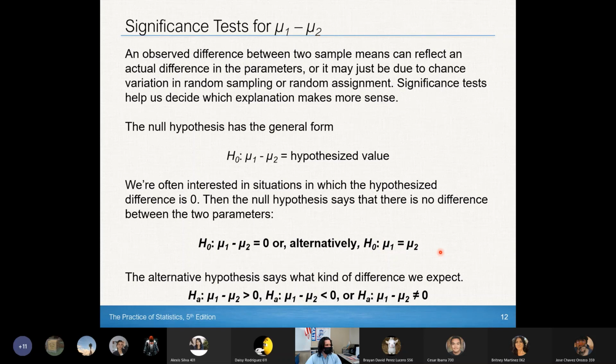if they're the same. The alternative hypothesis says what kind of difference we expect, either that the difference is greater than 0, the difference is less than 0, or the difference is just not 0. It might be greater than, it might be less than, but it's definitely not the same. And this all works similarly to what we saw in chapter 9. We find the proportion under the curve greater than our t-statistic, proportion less than our t-statistic, or we get a two-sided test, in which case we find one side of it and double it.